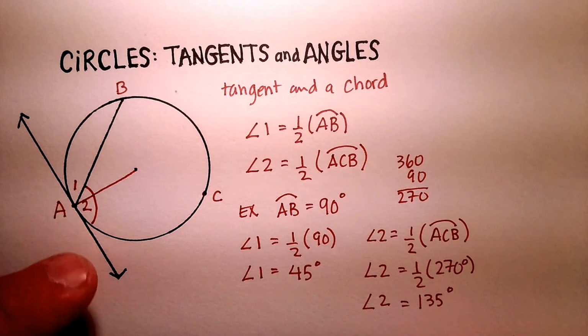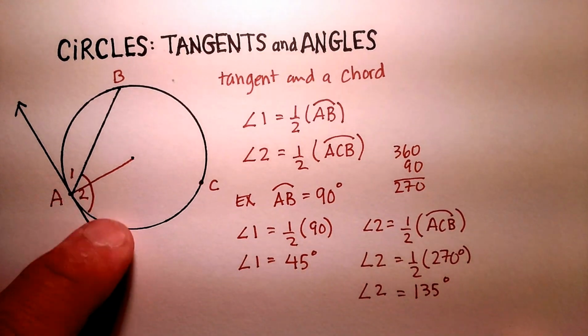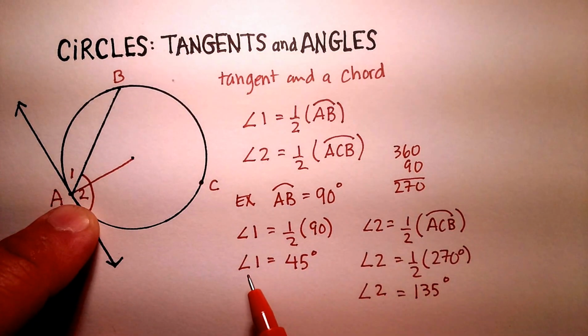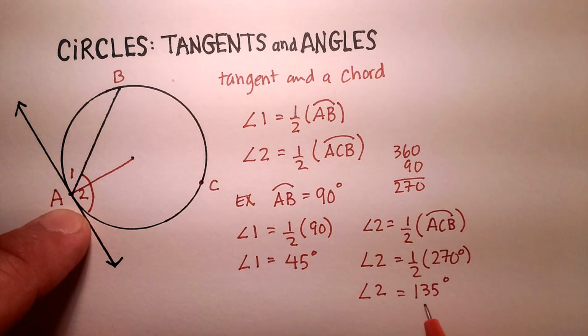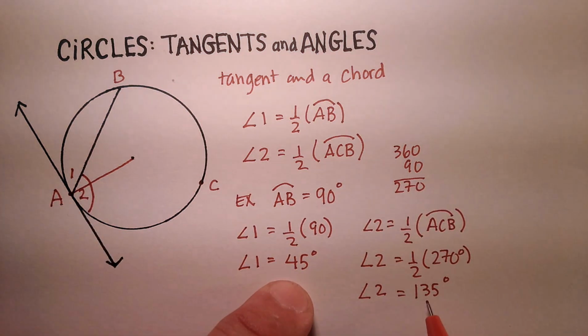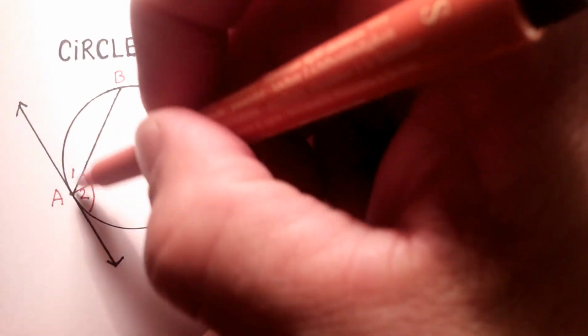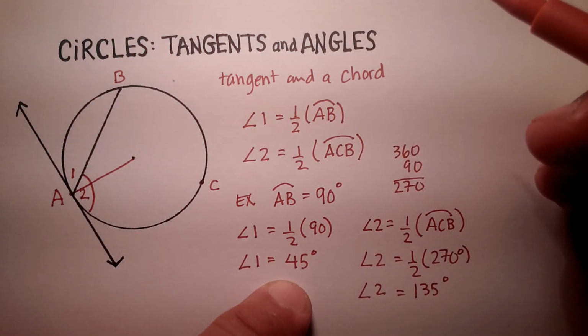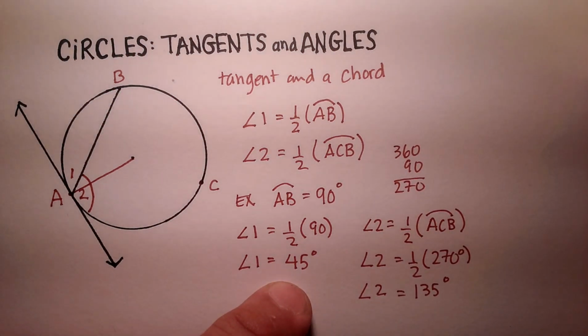135 degrees. Now, what do you notice about the addition of angle 1 plus angle 2? It's equal to 180. Isn't that interesting? Okay? So basically, they'd be like supplementary.